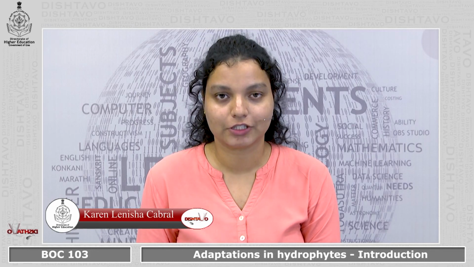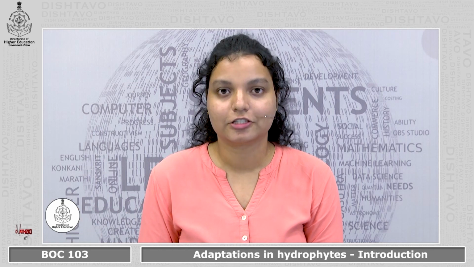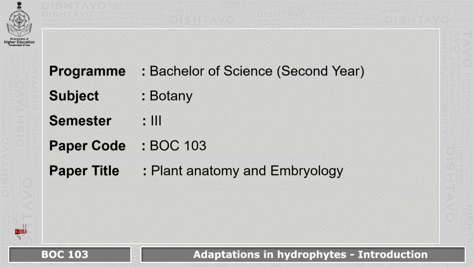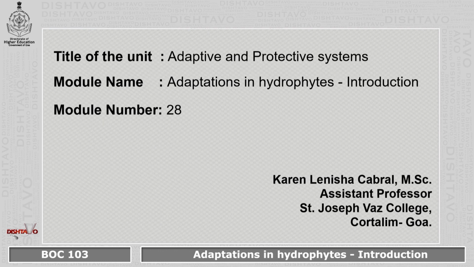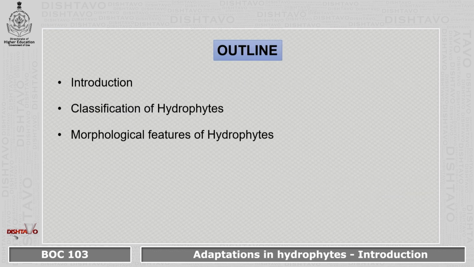Joseph Vaz College, Kottalim. Today's lecture is for Bachelor of Science, Botany, Semester 3rd, Paper Code BOC 103, Paper Title Plant Anatomy and Embryology. Title of the unit: Adaptive and Protective Systems. Module name: Adaptations in Hydrophytes. Module number 28. Outline: Introduction, Classification of Hydrophytes, Morphological Features of Hydrophytes.